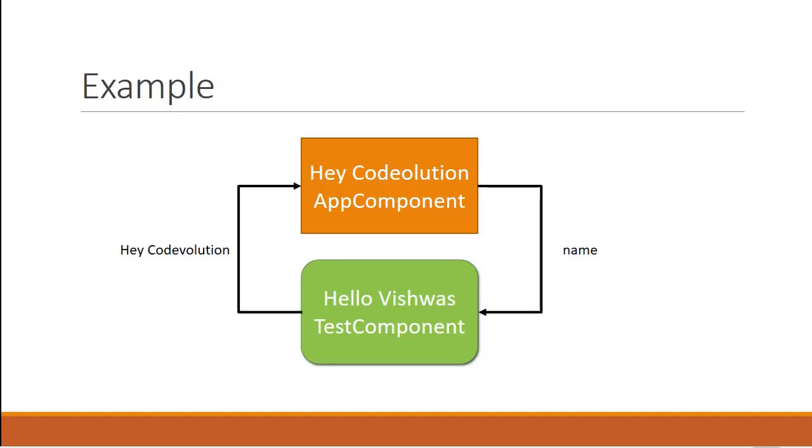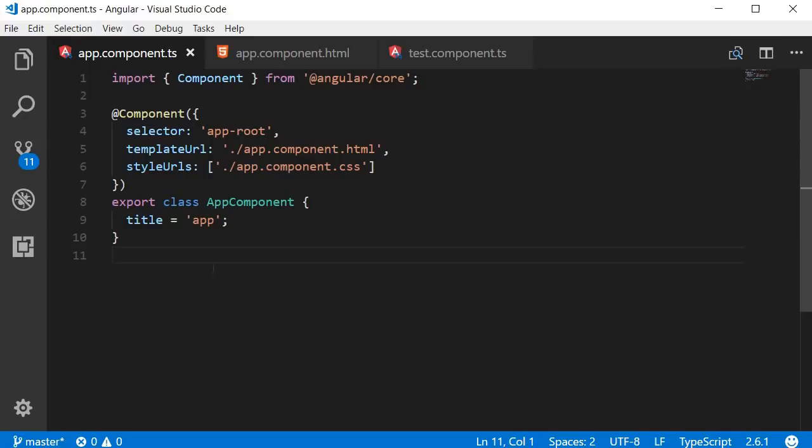And first, let's take a look at sending data from the parent to the child. In other words, from the app component to the test component. So let me go back to Visual Studio Code, and I have opened app.component.ts. So in the app component class, I'm going to create a new property. This is going to be public name and set it to the string Vishwas.